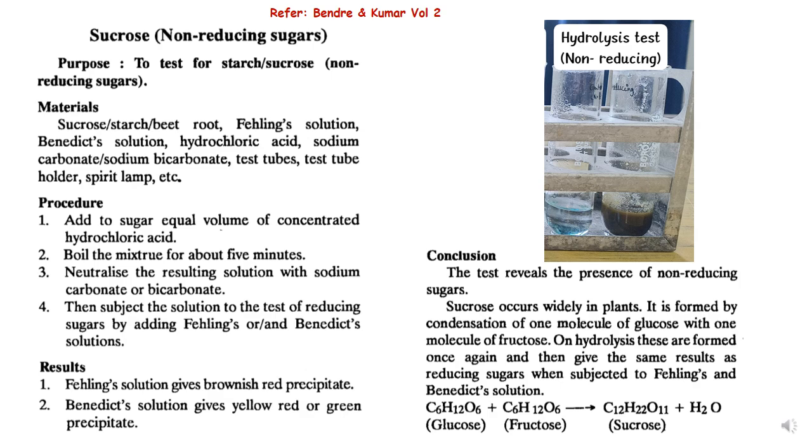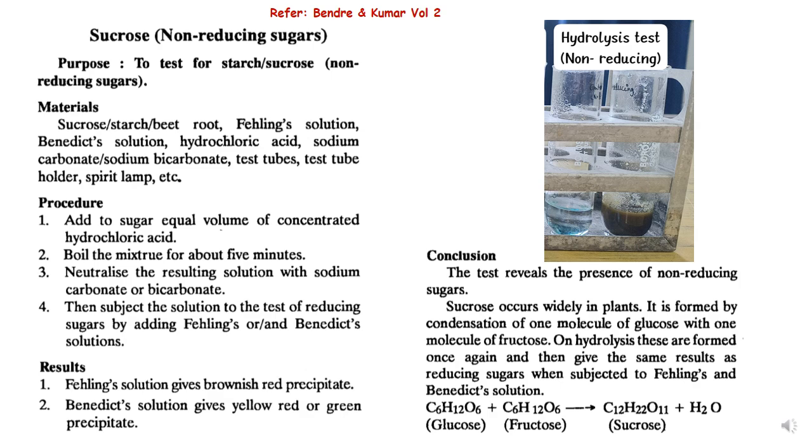If we are testing with Fehling's test and Benedict's test and we get negative results, we hydrolyze the sample and test again, and then if we get a positive result, we see that non-reducing sugar is present. So what is the conclusion? This test reveals the presence of non-reducing sugar, and the non-reducing sugar is sucrose, which occurs widely in plants.